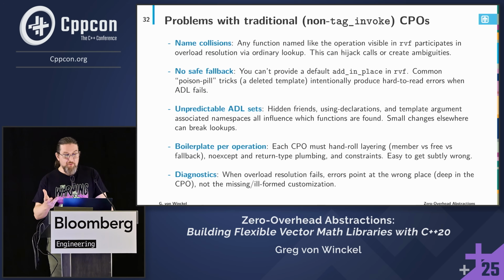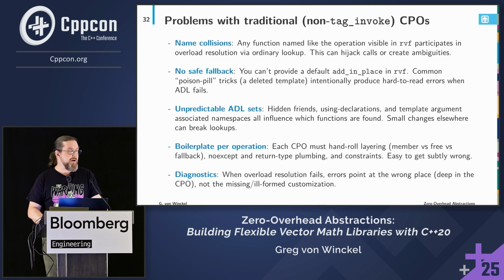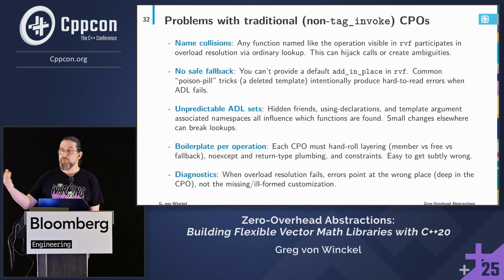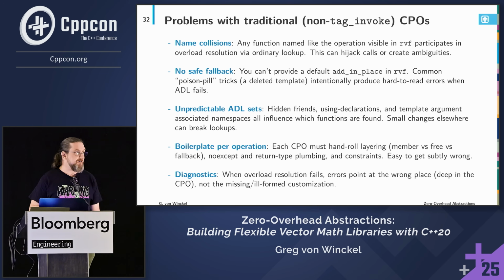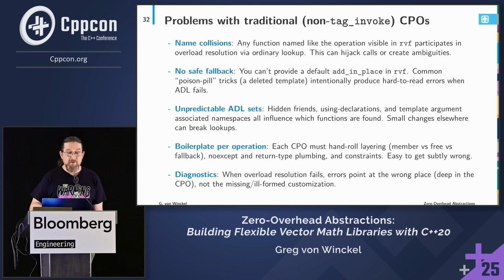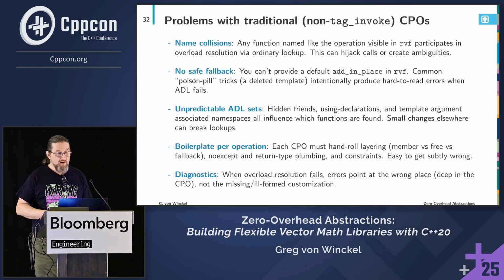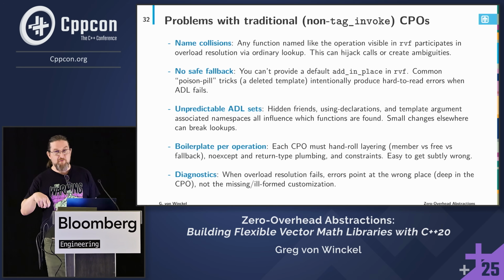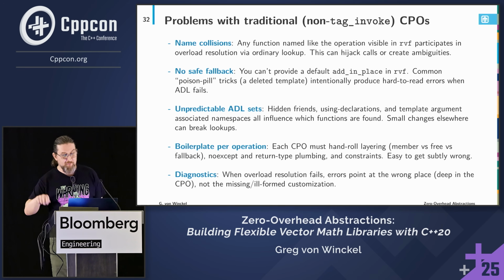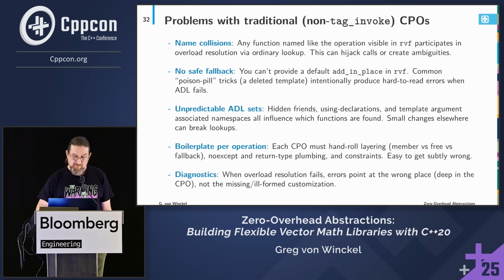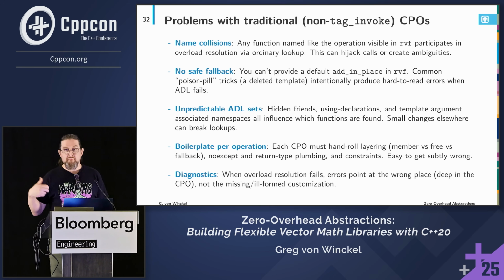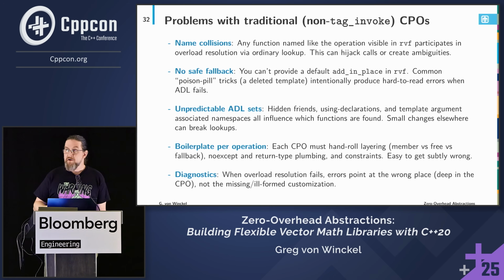Okay, so the problems with this are you can run into name collisions. Add in place is not the most unique thing possible. So you have a large project with a bunch of different dependencies. More than one of them could use the name add in place. You run into some trouble there. And you do have to write a lot of boilerplate, although not quite as much as you'll see in just a minute. If overload resolution fails, well, the error may not point to exactly where the problem is.